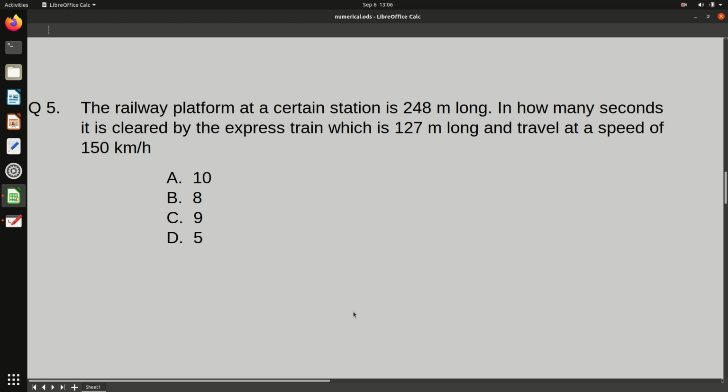Okay, so this question is from time and distance, and these questions are very frequent. So the question is simple. We have a railway platform at certain station that is 248 meter long. In how many seconds is it cleared by the express train, which is 127 meter long and travels at a speed of 150 km per hour. So basically we have to find time. Distance is given, speed is given. So just we have to find the time.